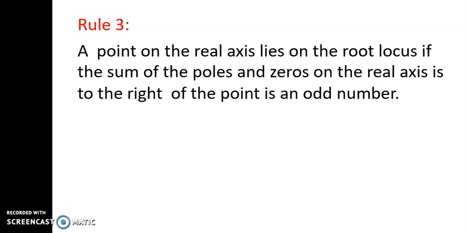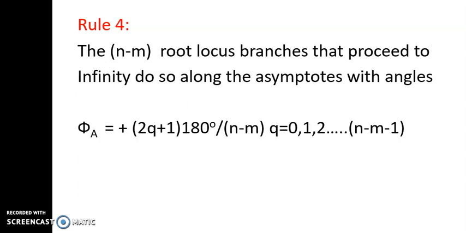Rule number 3. A point on the real axis lies on the root locus if the sum of poles and zeros on the real axis to the right of the point is an odd number. Rule 4. The n minus m root locus branches that proceed to infinity do so along asymptotes: phi_a is equal to plus or minus (2q plus 1) times 180 degrees divided by (n minus m), where n is the number of poles and m is the number of zeros. So q can be 0, 1, 2, etc. If the number of poles is 3 and the number of zeros is 1, then n minus m is 2.